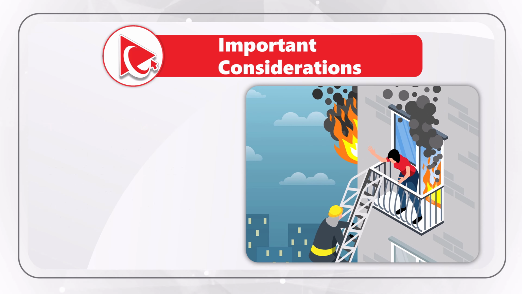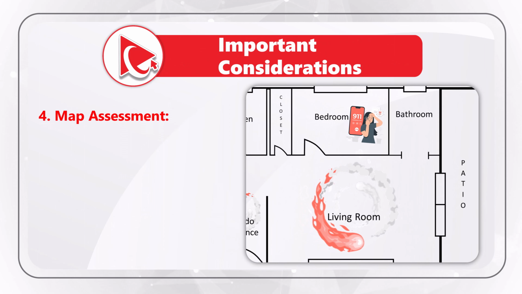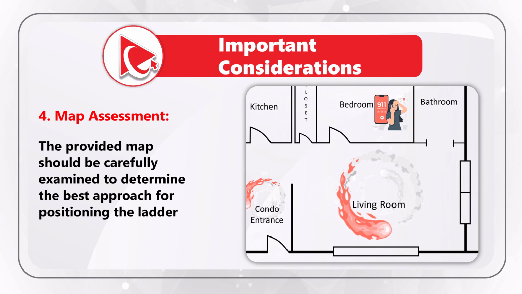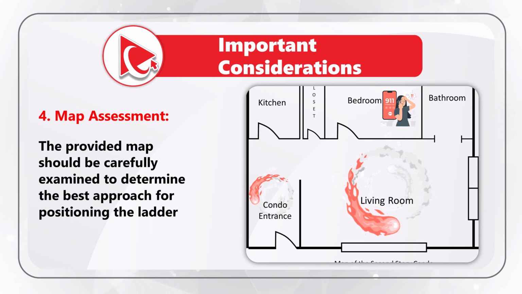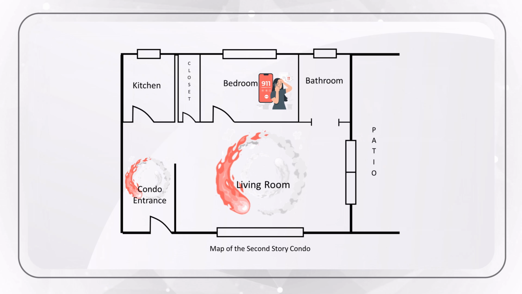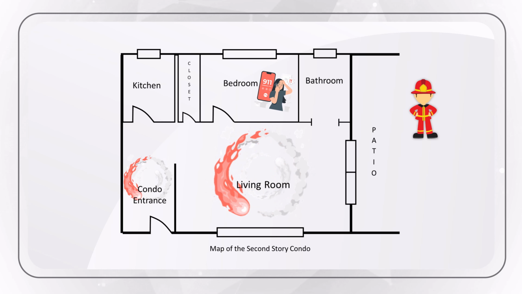And last, 4th consideration, we need to do a map assessment. The provided map should be carefully examined to determine the best approach for positioning the ladder to save the trapped girl. Let's take a close look at the map and assess the situation. We have a teenage girl trapped inside the bedroom. Firefighters are located outside of the condo on the ground level. Based on the description, we have a fire in the living room and fire blocking the entrance.